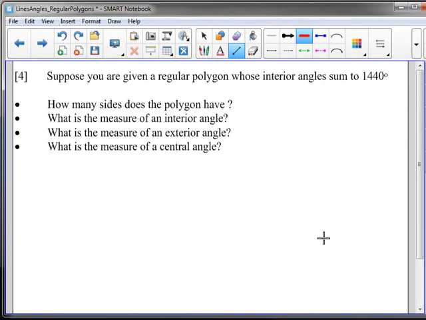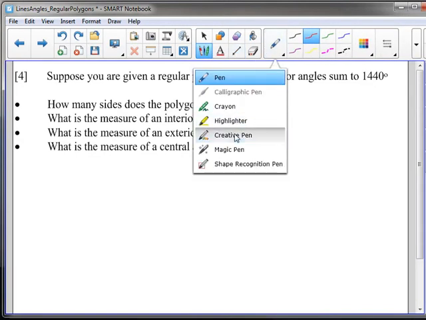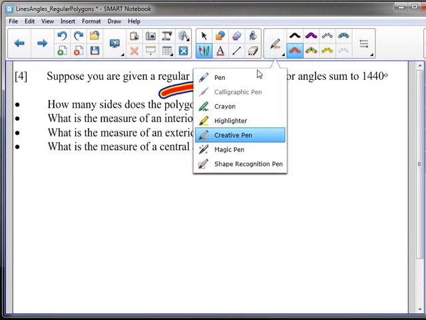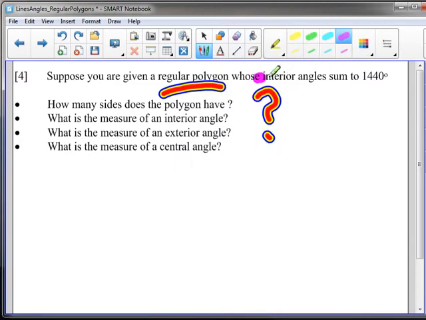Well, here's number 4, right? Now this is, again, really similar to 3. We don't know how many sides this thing has. So this is very crazy. We're thinking a regular polygon, but we don't know how many sides it has. But the thing is that you're given some very good information. You're told that the sum of the interior angles is 1440, right?